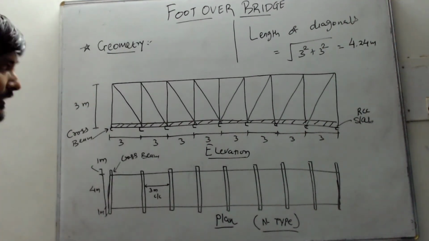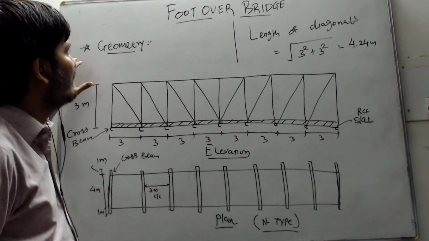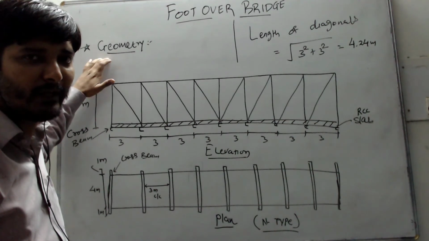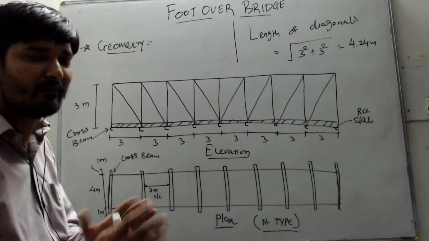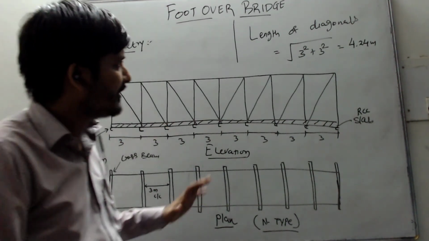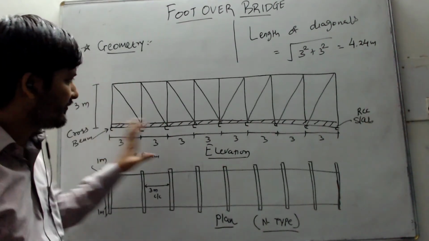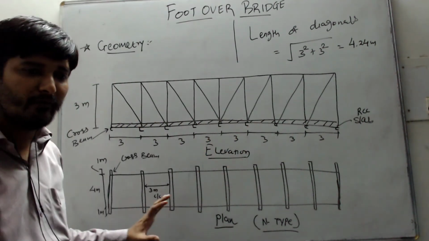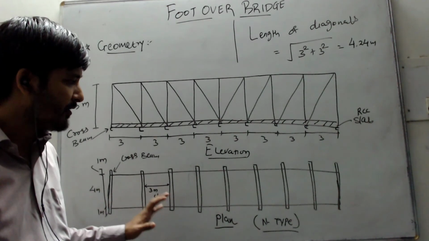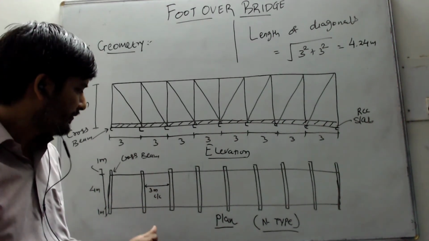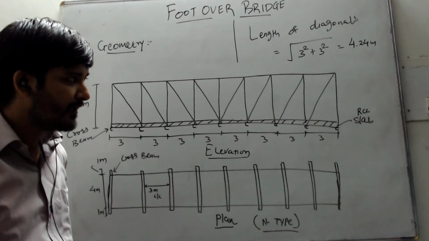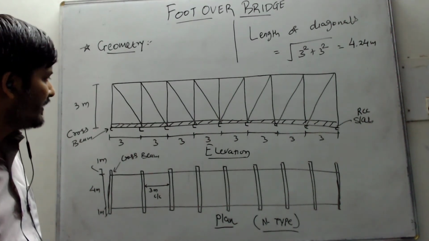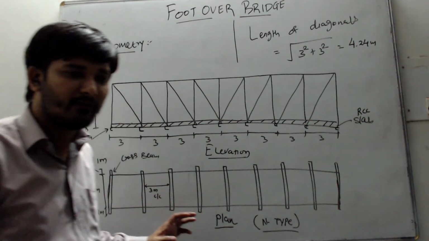So the first step is to calculate the geometry: what is the height of the member, what is the panel size. Once we are done with this, we prepare this diagram. We'll be using this diagram, and it will be very important in the next calculations also. So it is very important to understand how to draw the diagram and how to write down all the terminologies. I hope the diagram is clear to you.